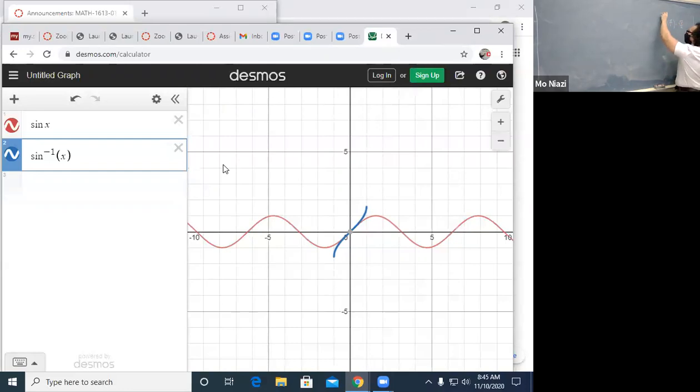So what was the cosine of 0? Cosine of 0 is 1. What's the cosine of pi over 4? And what's the cosine of pi over 3? What's the cosine of pi over 2?